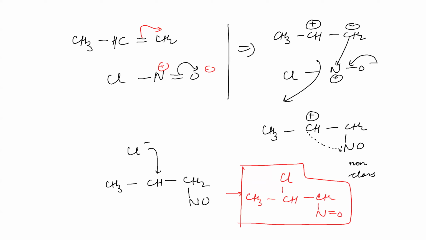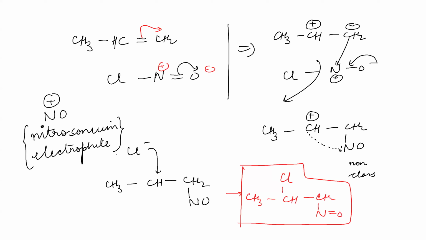So the NO plus that is being formed here is going to be my nitrosonium electrophile. You have to remember the name of NO plus. That is nothing but what? A nitrosonium electrophile. Understood my point or not? So that's the basic idea we have.